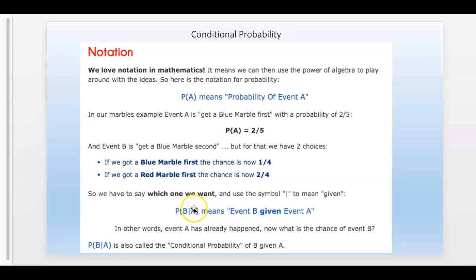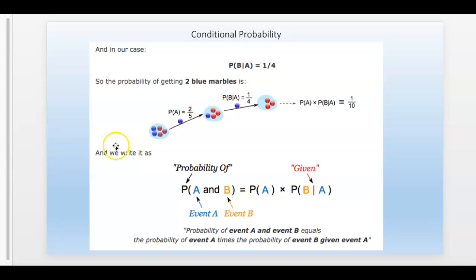So we write it like this. The probability of event B happening given that event A has already happened. We have that little line in the middle, a straight up and down line. In other words, event A has already happened. Now what's the chance that event B happens? It's known as conditional probability. So the conditional probability, again, is the 1/4 in this case.